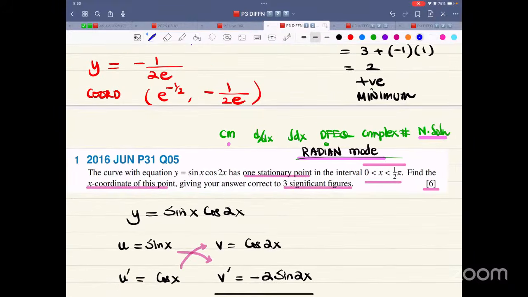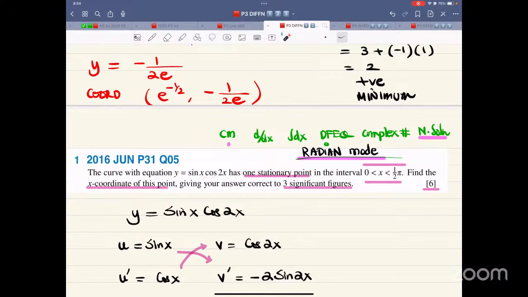Coming back to this. Now over here, it says the curve with the equation has one stationary point in the interval. Find the x coordinate of this point. Give your answer correct to 3 significant figures. Now, this is the range. Of course, in trigonometry, the range always has to be given. So now this is sine x into cos 2x.